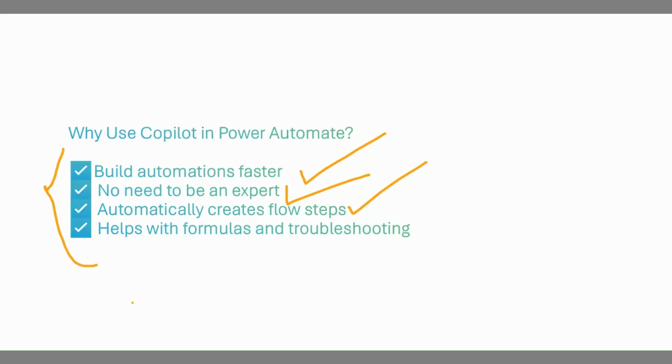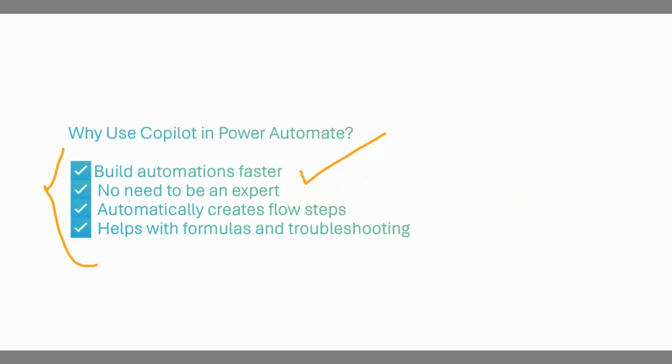And last but not least, the reason is help with formulas and troubleshooting. If you need a complex expression or if your flow is not working, Copilot can suggest formulas, explain the errors, and suggest recommended fixes. These kinds of steps will save your time and, at the same time, reduce your frustration.